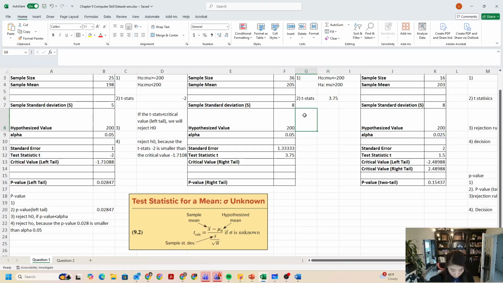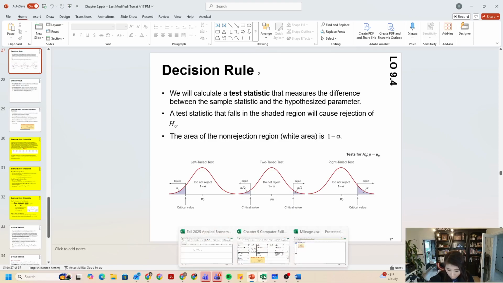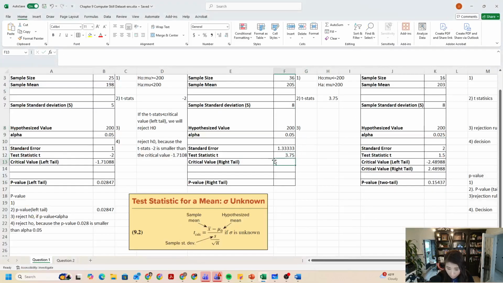Okay, now the next is the decision rule. So when are you going to reject? Let me pull my PowerPoint out again. Since we're looking at the right tail test, we're going to calculate the critical value first. If the t-stat we calculated belongs to this area, which is larger than the critical value, we're going to reject H0 because it's in the rejection region. So we're going to learn how to calculate this critical value for the right tail first.